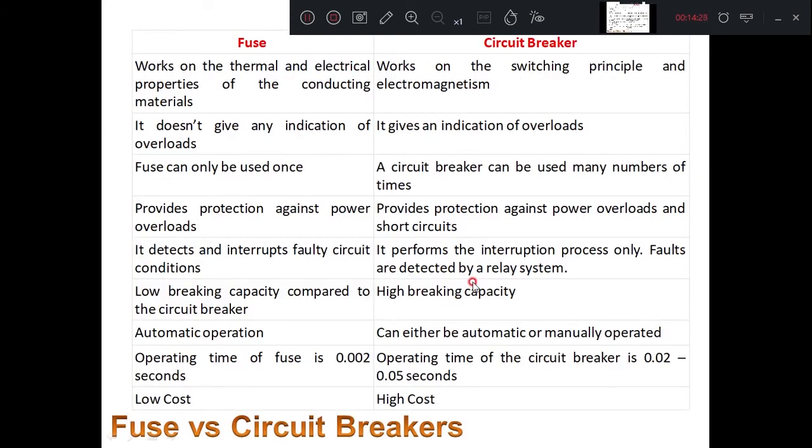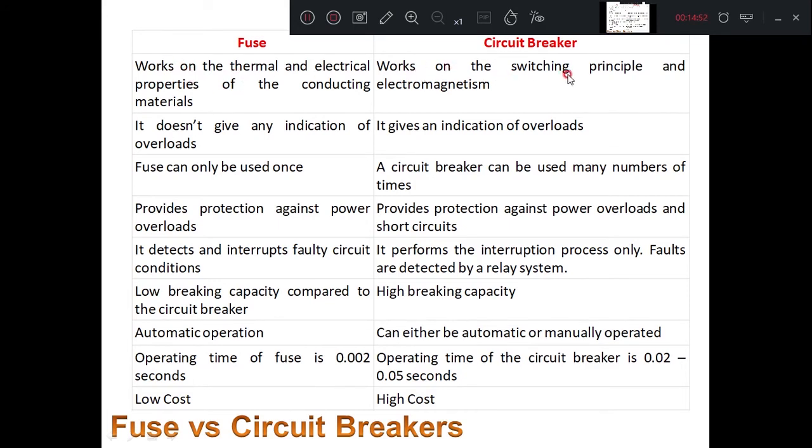Then if you compare the fuse and the circuit breaker, they have the same function, but the operation and design are somewhat different between the fuse and the circuit breaker. The fuse works on the thermal electrical property: because of the heating up of the circuit element or fuse element, there is a breaking of the circuit.